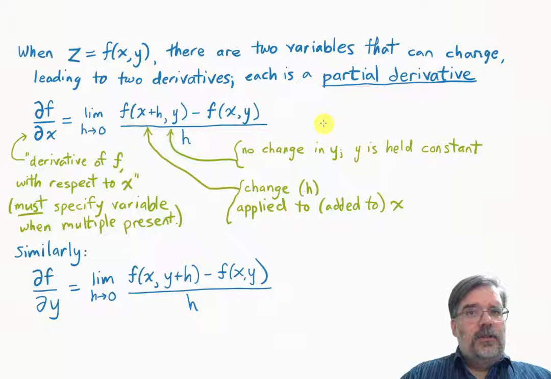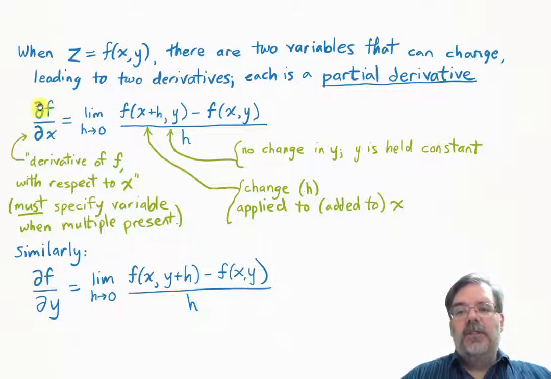Now, in our course, we have a function z, which is a function of two variables, x and y. In other words, there are two variables which can change, which leads to two derivatives. Right? Each one of these derivatives tells you about how the function is changing, but each derivative on its own only gives you part of the picture. So each one is called a partial derivative. And so we can have the derivative of the function f with respect to x. Right? How much does the value of f change as x and x alone is changing?